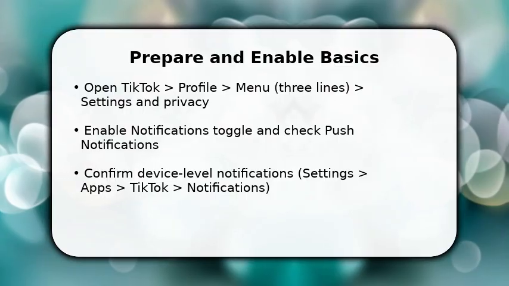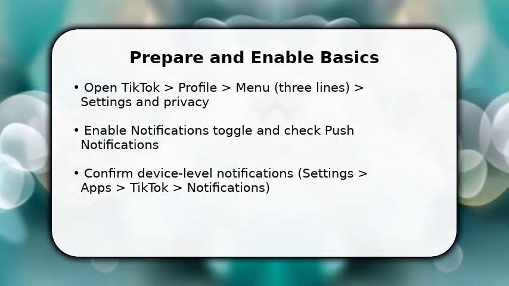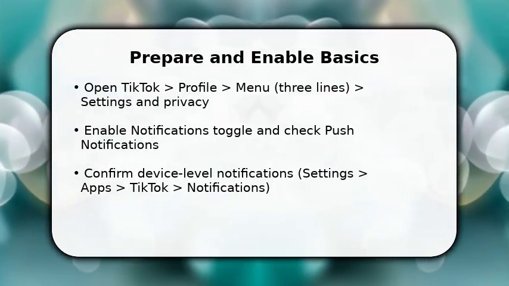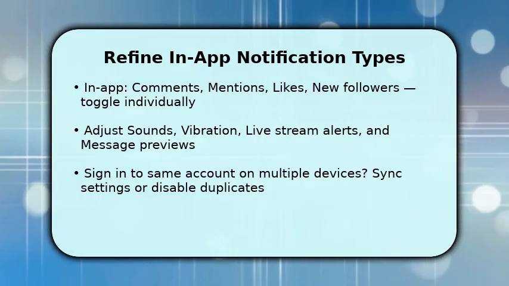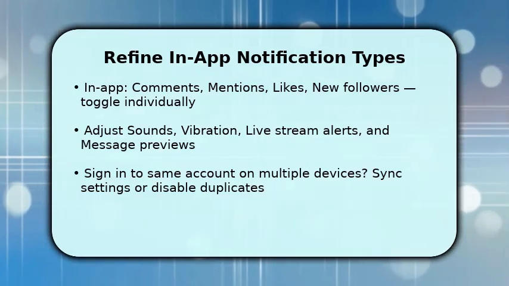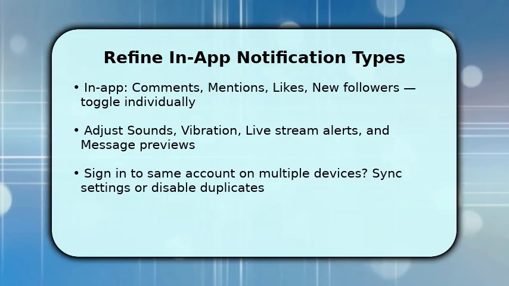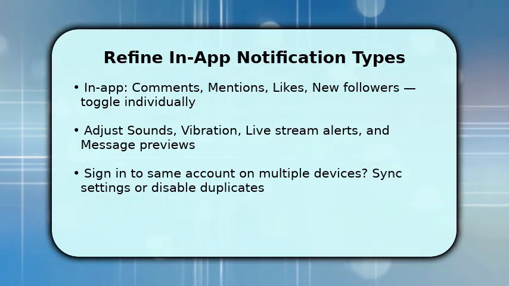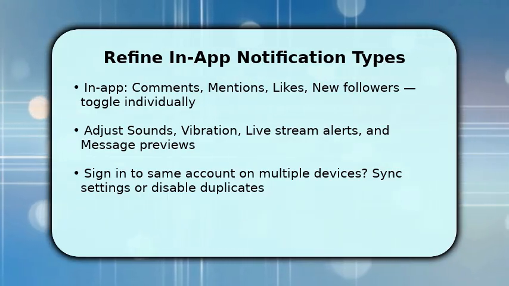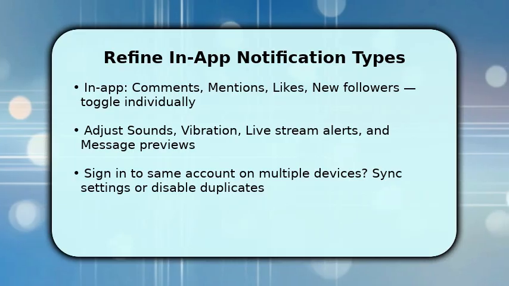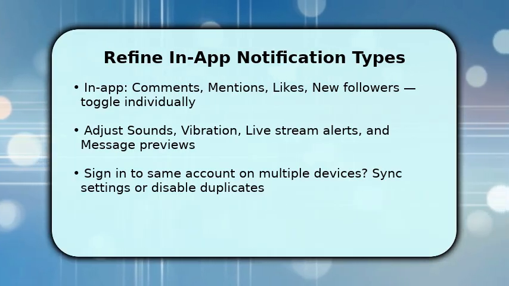Next, refine what actually notifies you so your phone only pings for what matters. In Settings and Privacy, open notifications and toggle comments, mentions, likes, follows, messages, and live alerts individually. Once done, review sound and vibration settings to match your preference. Silence unwanted types to reduce noise.